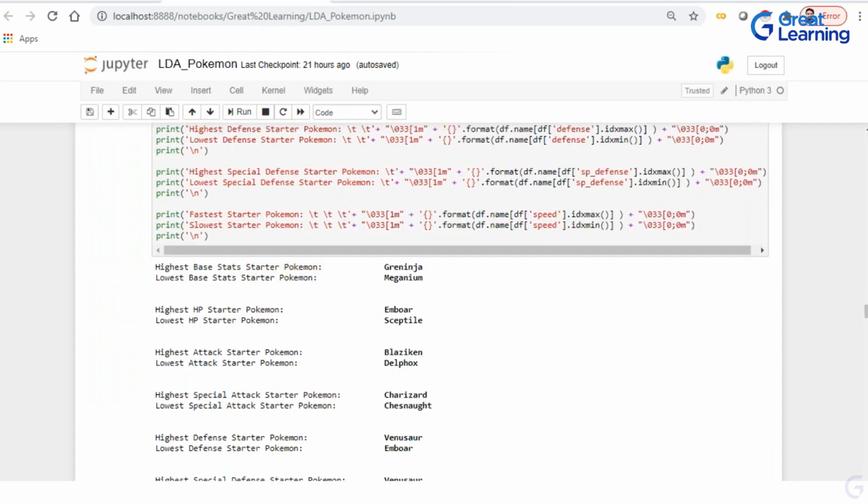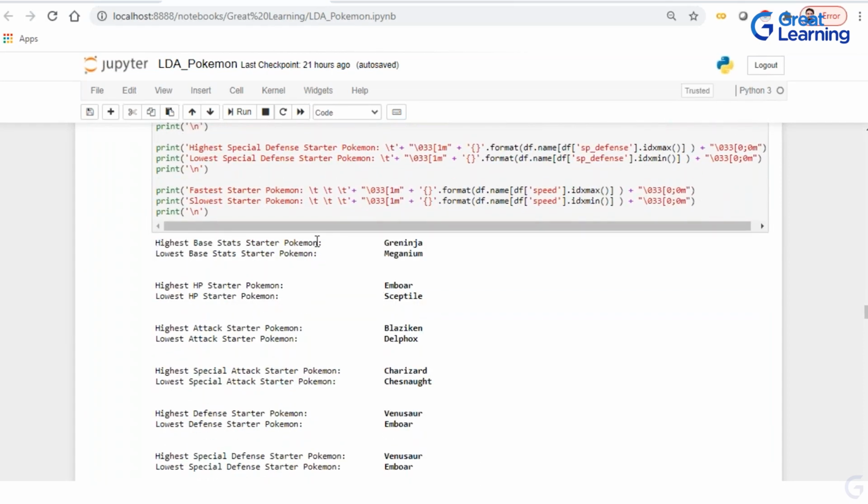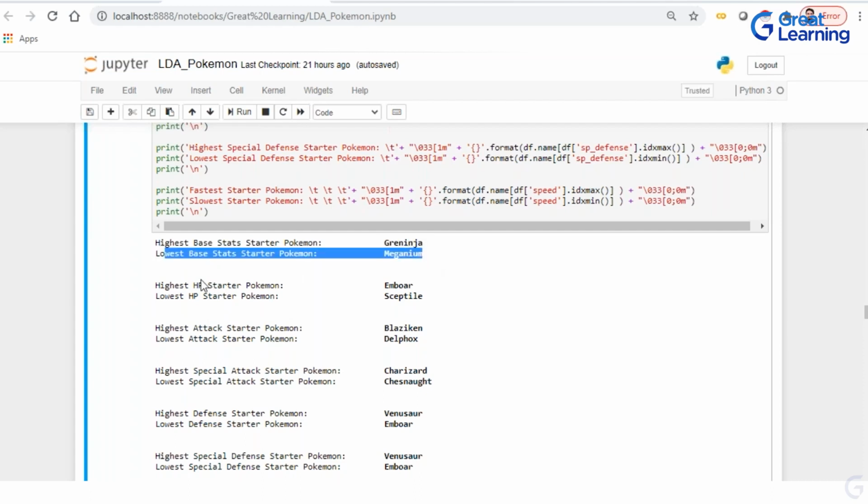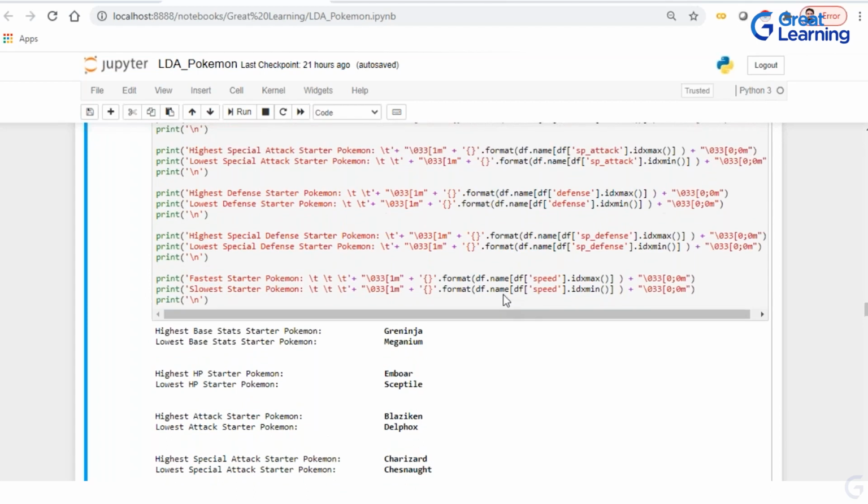We tried printing this. So you can see that the highest base stat starter Pokemon was Greninja. The lowest was Meganium. The highest HP starter was this. The highest attacker starter was Blaziken. Special attack: this was very simple for us to find out based on their special attack, special defense count and the speeds that we calculated.